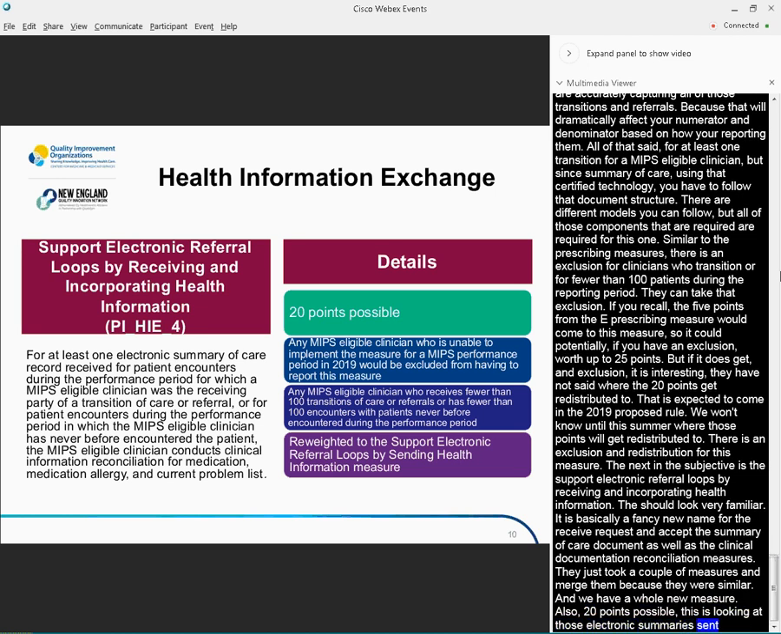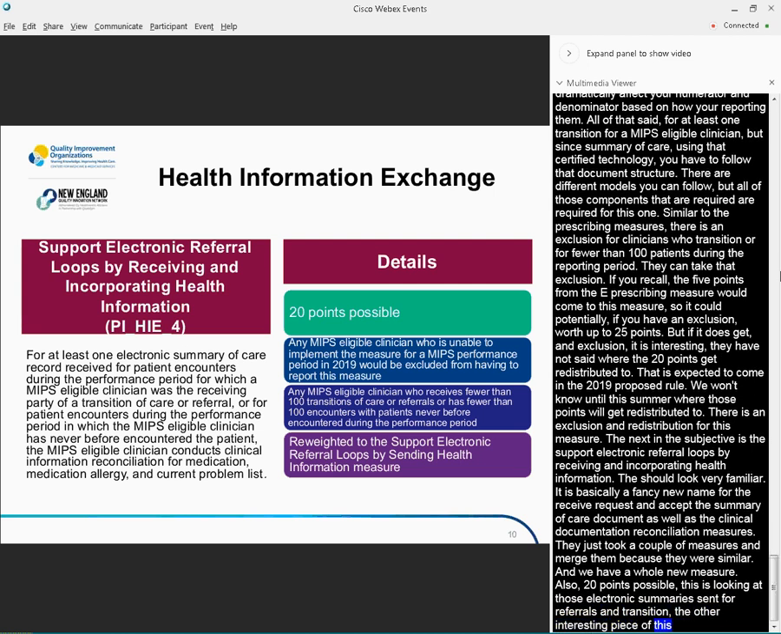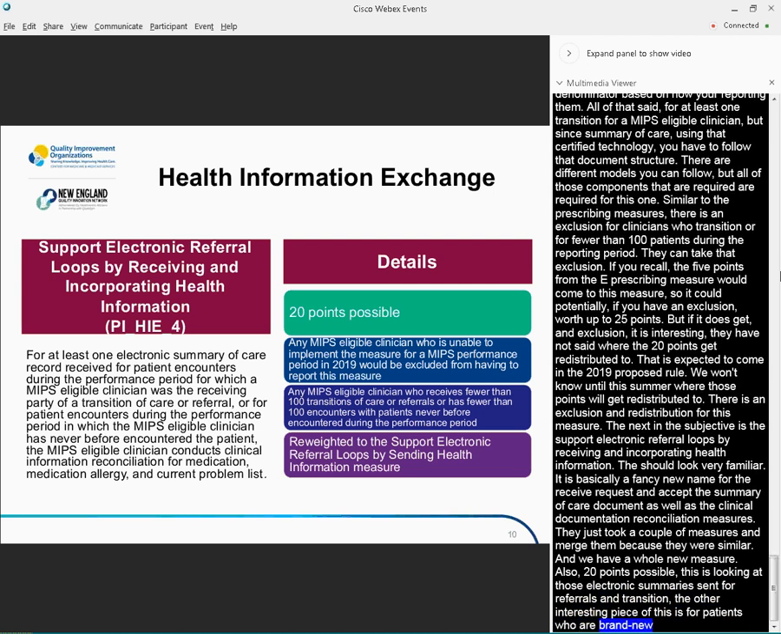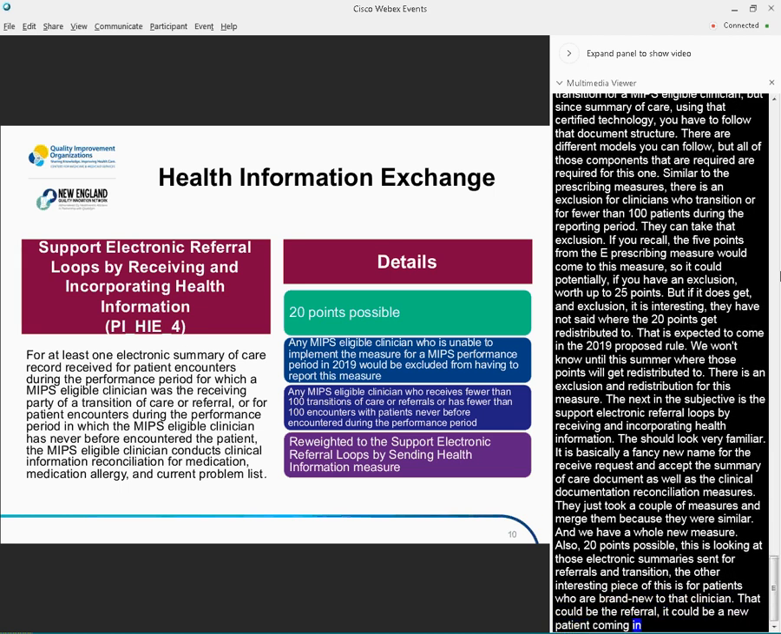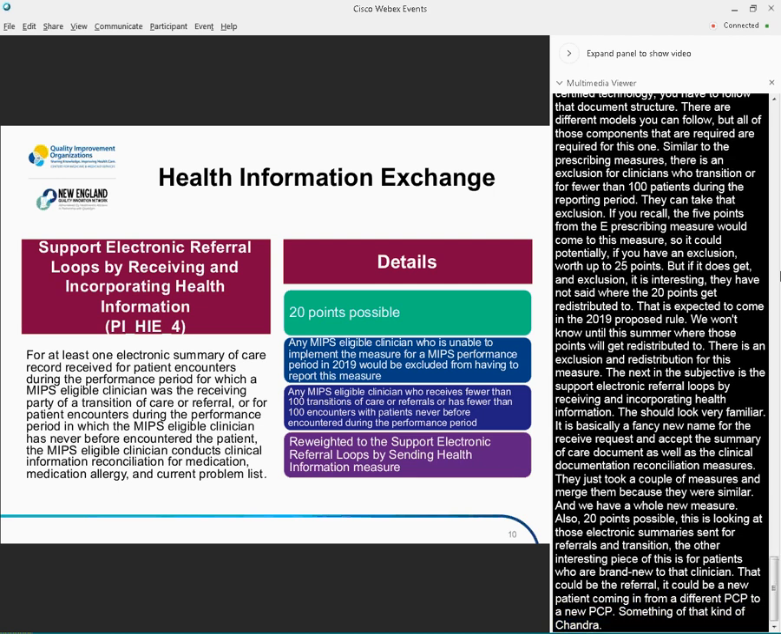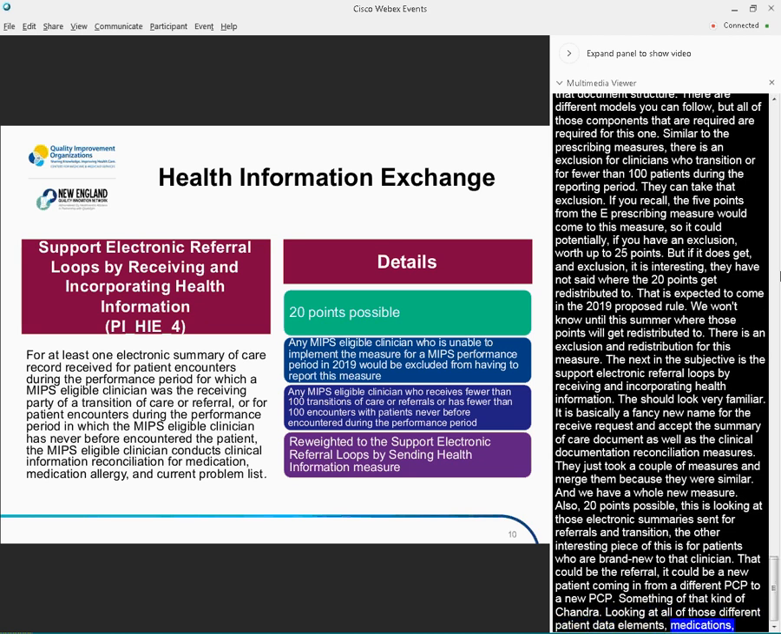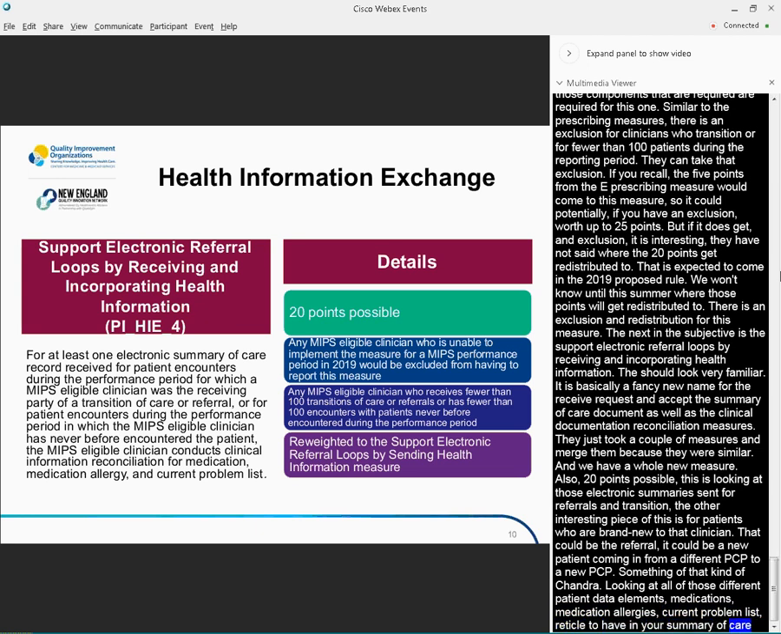The other interesting piece of this is also for patients that are brand new to that clinician. So that could be the referral. It could be a new patient coming in from a different PCP to a new PCP, something of that kind of genre. Looking at all of those different patient data elements, so medications, medication allergies, and current problem lists, critical to have in your summary of care document. But again, those are expected components just in the basic CCDA as it stands.